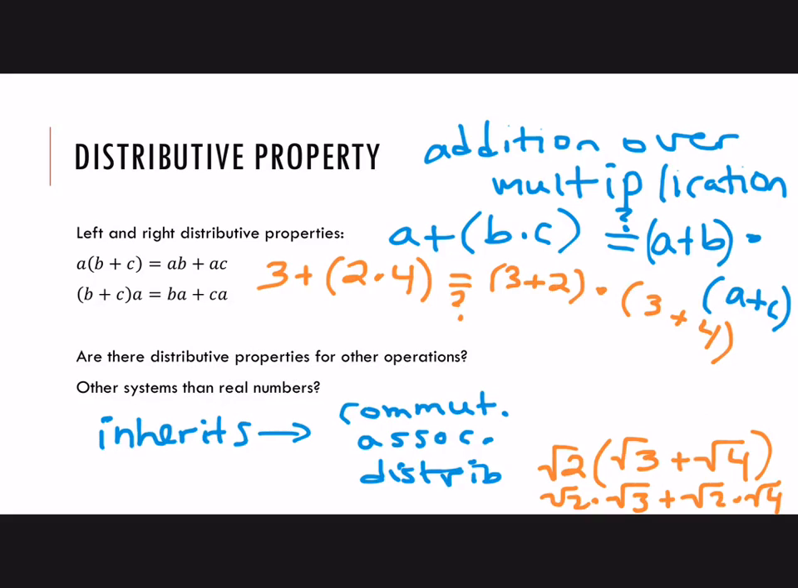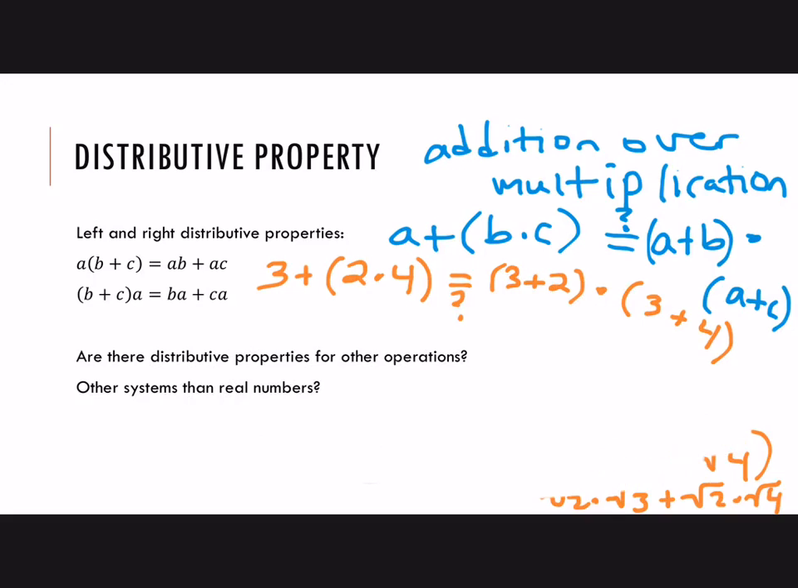What about other systems than the real numbers? What about something that's not a subset of the real numbers? And it turns out yes. We've talked about the imaginary numbers, and the distributive property will work for those. Same thing with commutative, associative, things like that. There are some systems where some of these properties do not work.